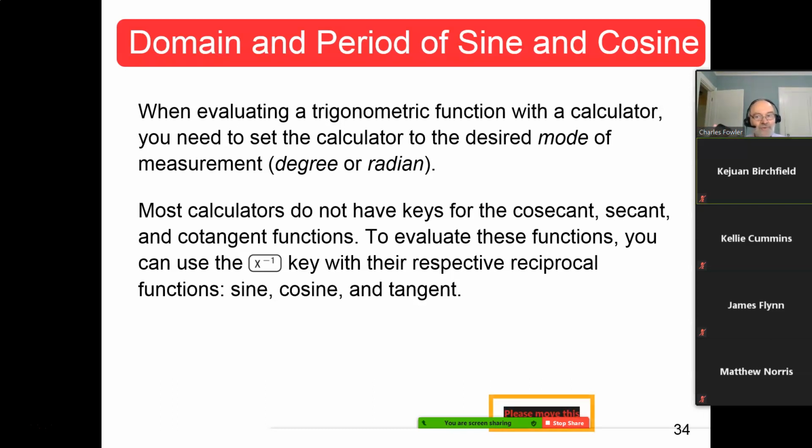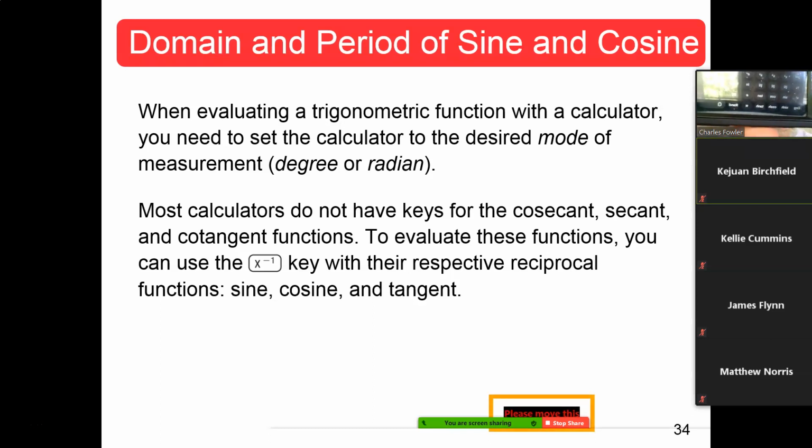Always, always, always check that first. Now, most calculators do not have keys for cosecant, secant, and cotangent. If you notice here, there's your sine, your cosine, and your tangent. These things down here, don't worry about that. That's a hyperbolic sine, hyperbolic cosine, hyperbolic tangent. We are not dealing with those. They have nothing to do with secants, cosecants, and tangents, so don't worry with those.